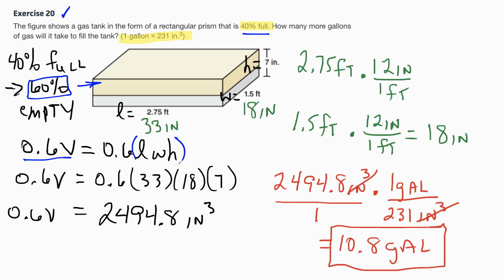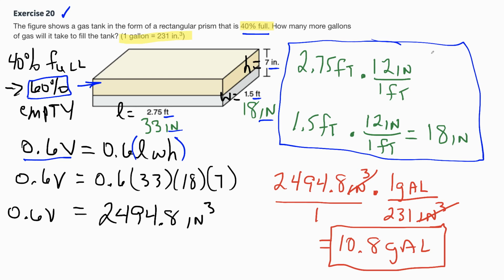But wait, the units here are feet. The units here are inches. And I know someone is going to put 2.75 in here and 1.5 in here and 7. They're going to forget that I need to have the same units. My units are going to be inches. So over here, I turn the feet into inches using unit analysis.